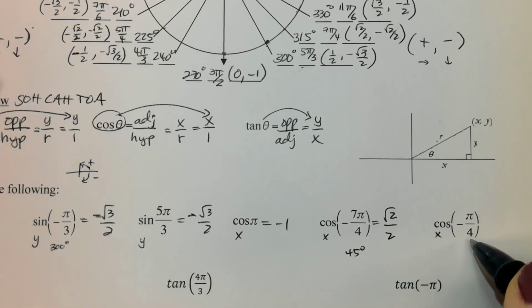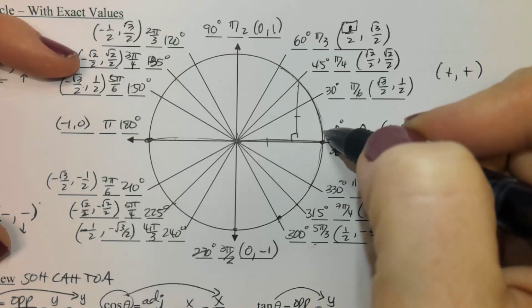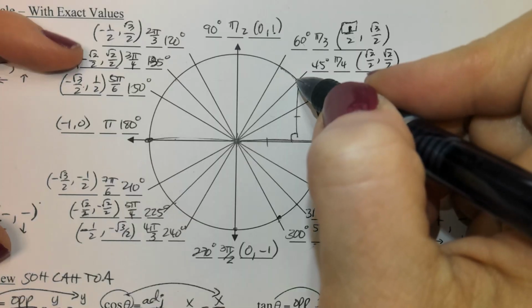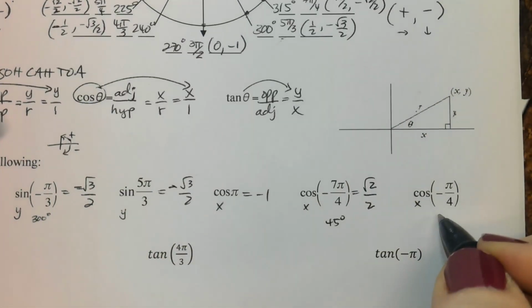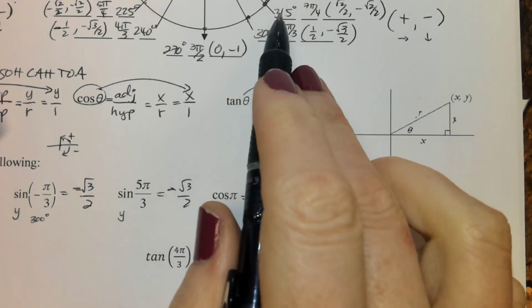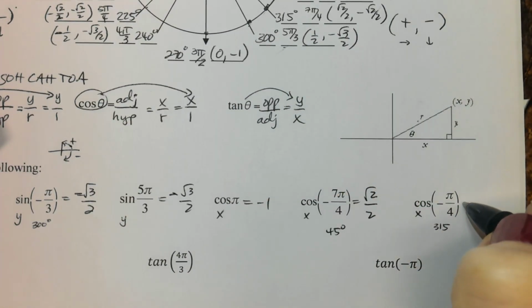Next I've got cosine of negative pi over 4. I'm going to look at regular pi over 4, which is right there. I'm going to do the negative version of that, so that's right there. So we're really looking at 315, and I want the x value, so square root of 2 over 2.